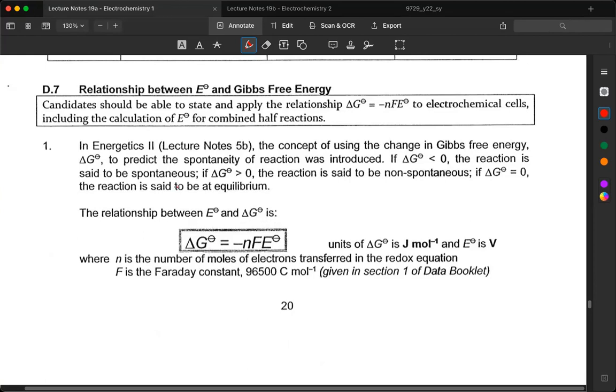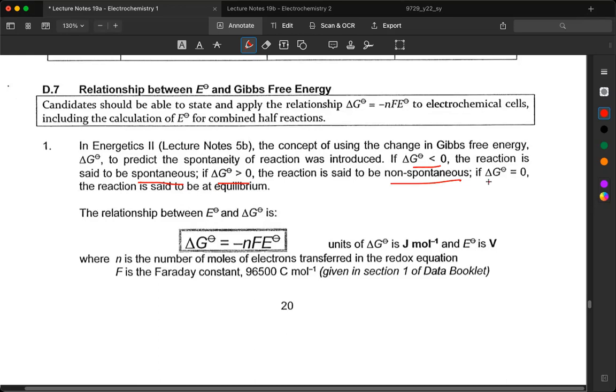So the concept of using the change in Gibbs free energy will also predict spontaneity. Yeah. So if you recall, if Gibbs free energy is less than 0, it's a spontaneous reaction. If change in Gibbs free energy is more than 0, it's non-spontaneous. So it's the opposite to E0 cell. E0 cell positive, good. This one negative, good.